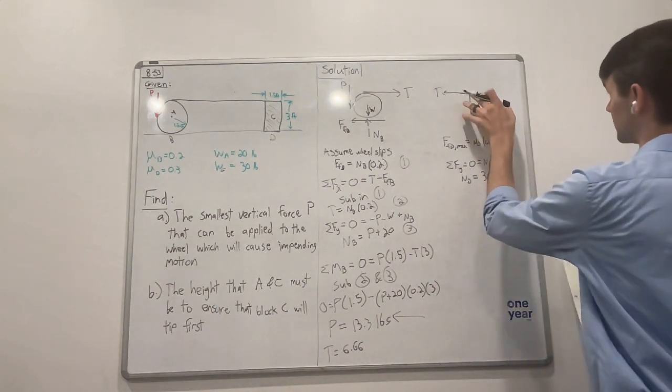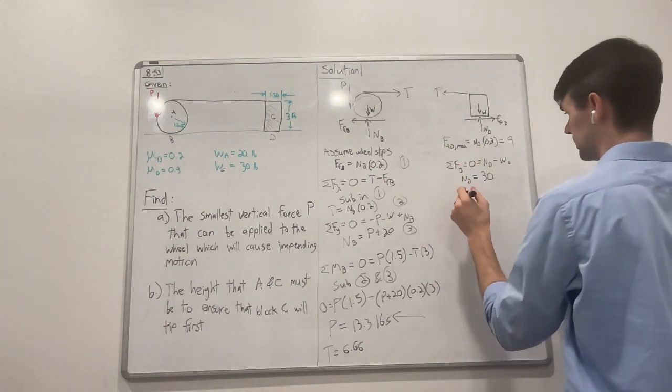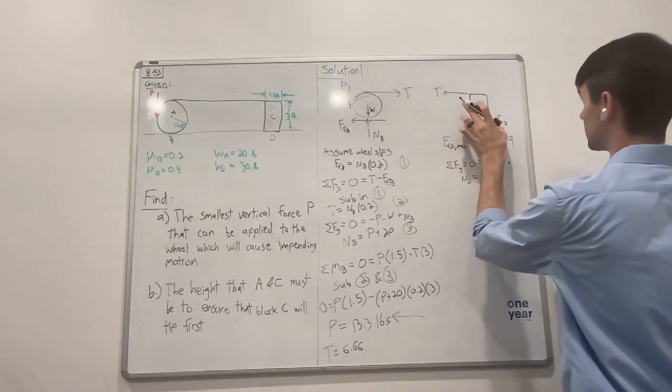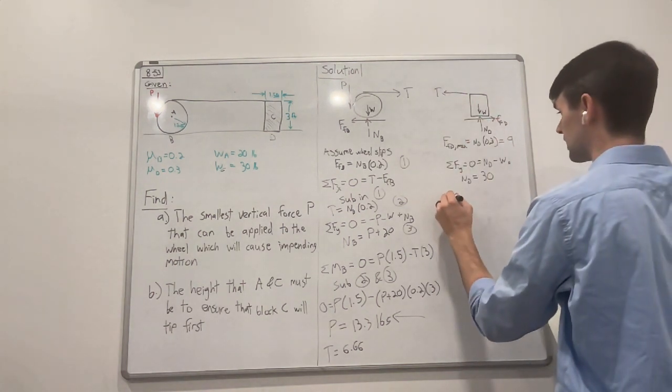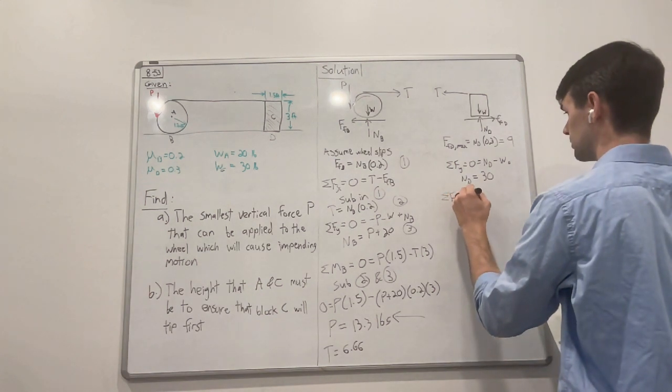Well, I'm not in trouble. That just means that the block will slip before the wheel slips. So let's look at that. I can get that just by doing a simple sum of forces in X. Sum of forces in X equals 0.